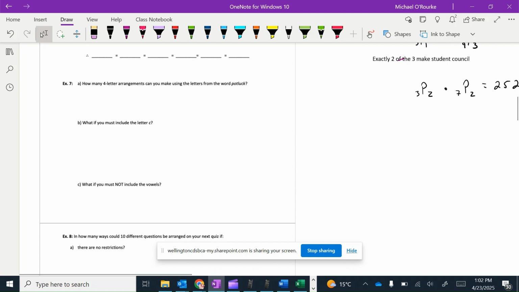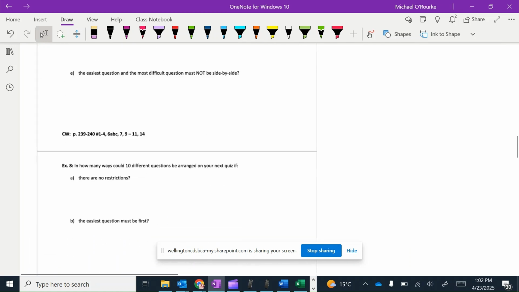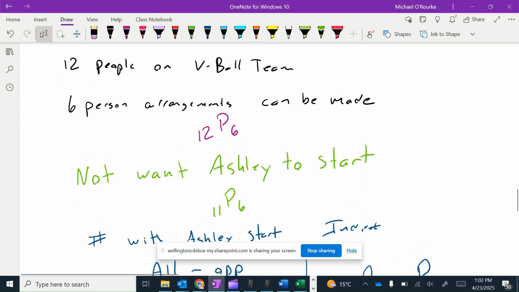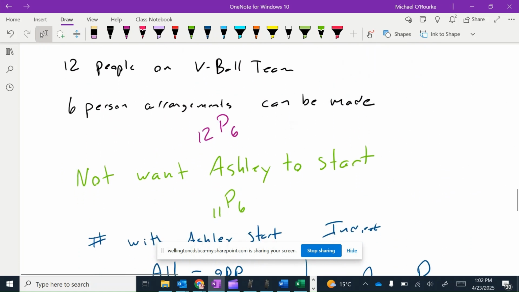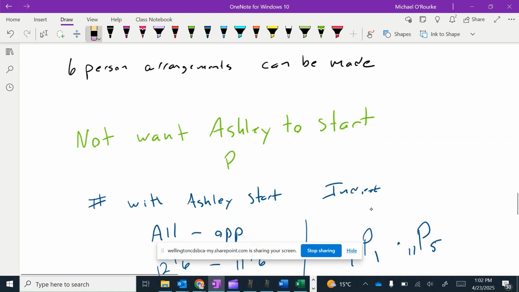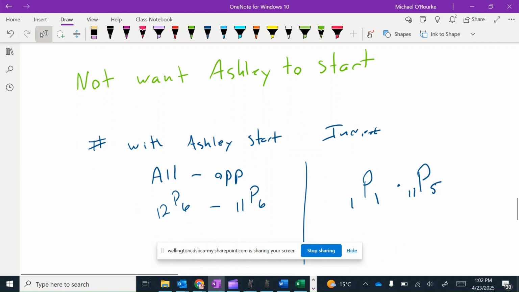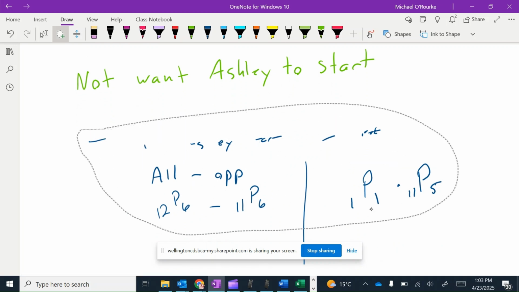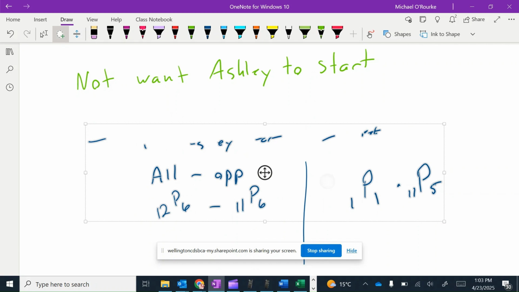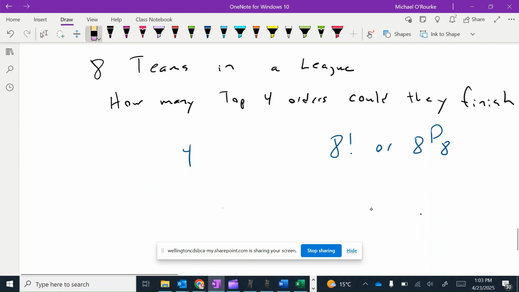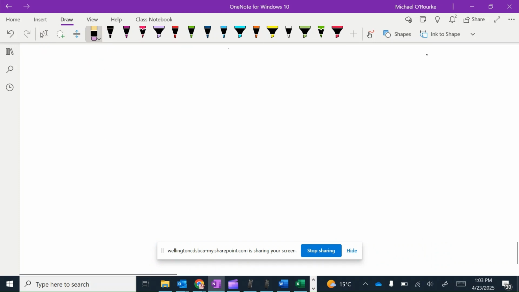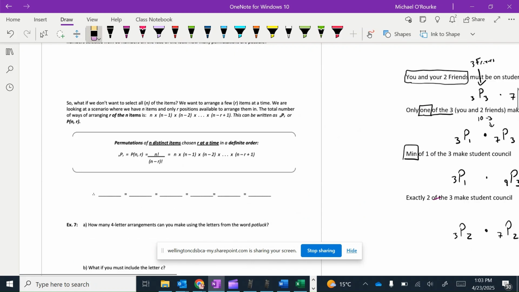Let's keep going. Let's do a whole bunch here. I have to erase these ones. Look away for a second. I'm going to go back up here.